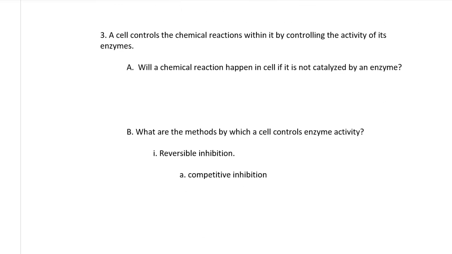A cell controls the chemical reactions within it by controlling the activity of its enzymes. So maybe there's a couple of things that we need to talk about before we move on with this statement. When we're talking about the chemistry that is happening within the cell, there's a few things that we can assume. One of them is that the temperature is going to be a constant. So in the case of our cells and many mammals, 37 degrees C.